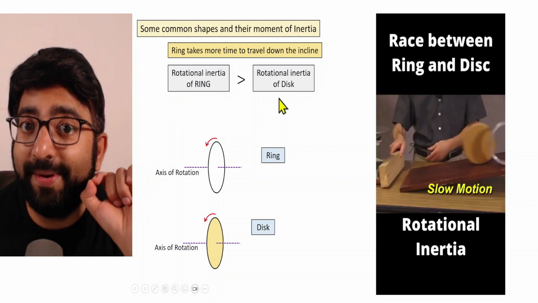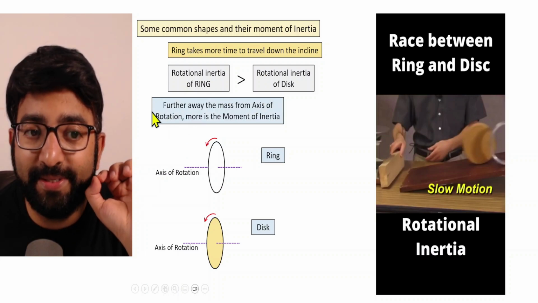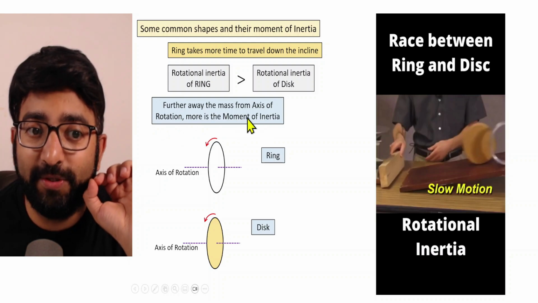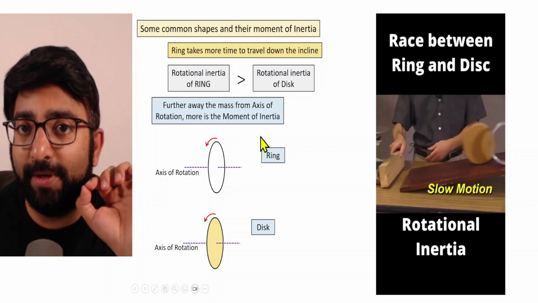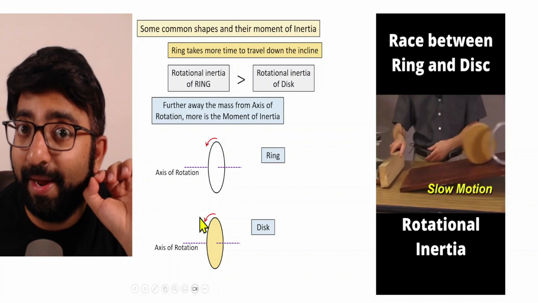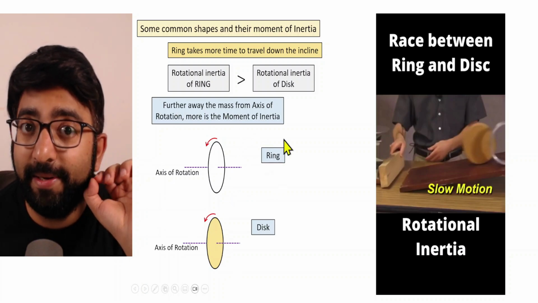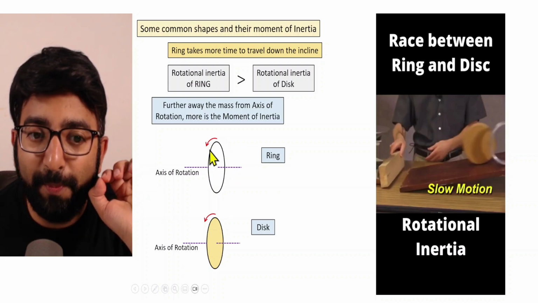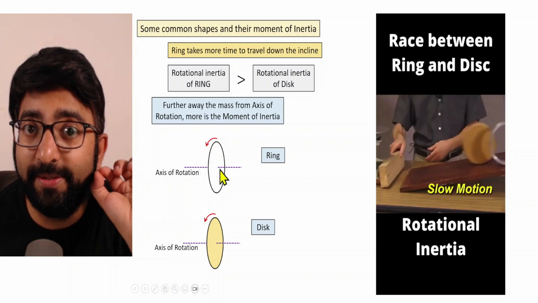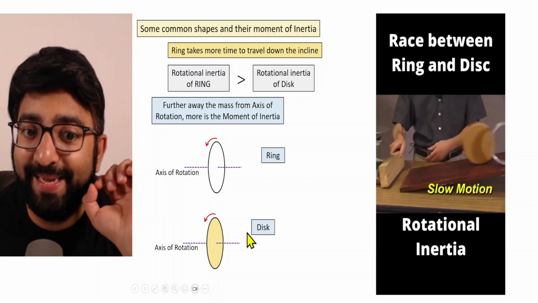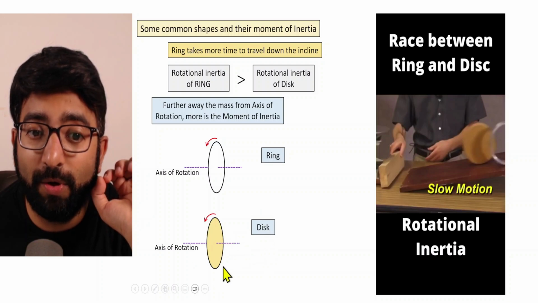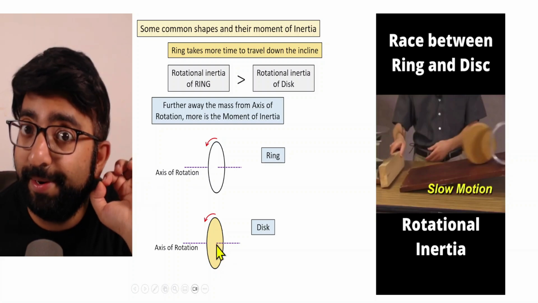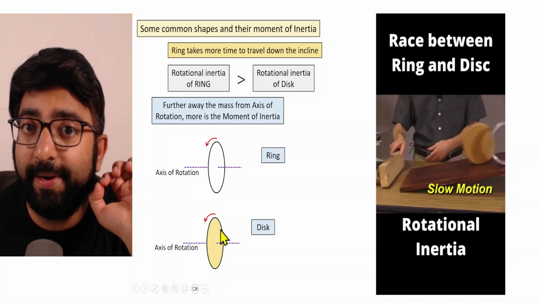Now let us understand what is the reason behind it. So the reason is, the further away the mass from the axis of rotation, the more is the moment of inertia. Now if you recall, we had the ring and the disk having the same mass. But in case of the ring, the entire mass is on the circumference of the ring, which means every single particle in the ring is farthest away from the center. But in case of a disk, some particles are, of course, around the circumference, but a lot of particles are inside the disk also. And for the inside points, the R value, the radius value, will be smaller than the actual radius of the disk.